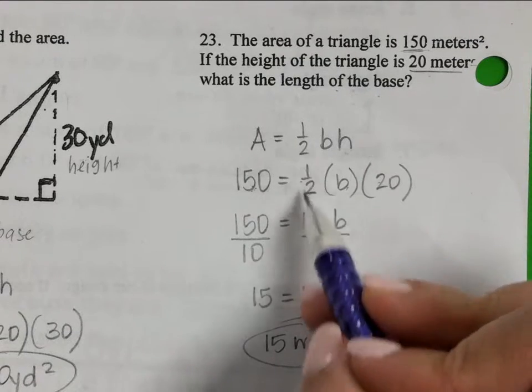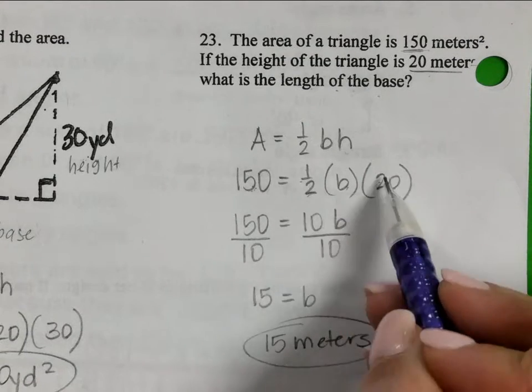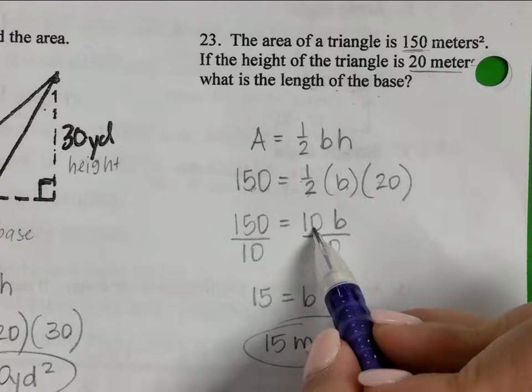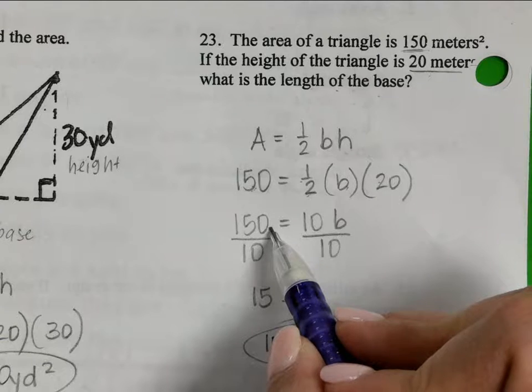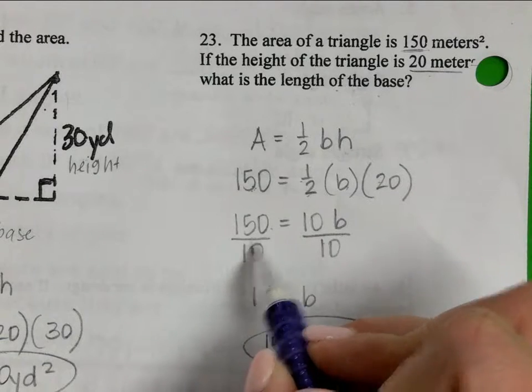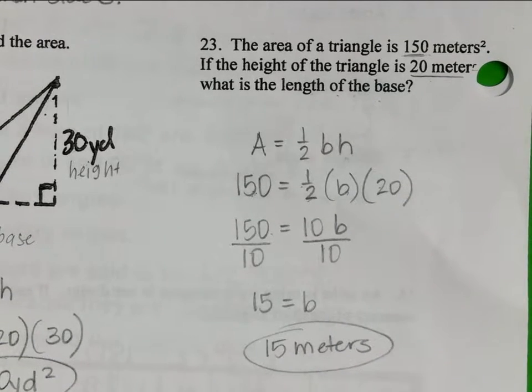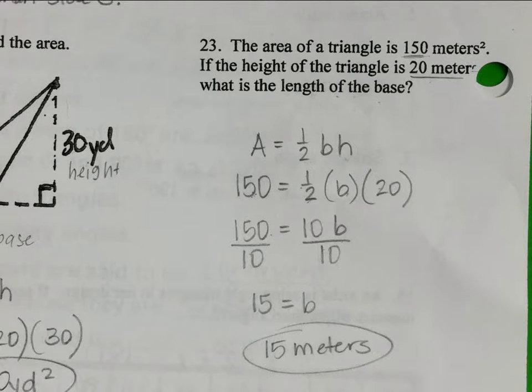When you combine your like terms over here, you multiply 1/2 times 20, you get 10. So 10B equals 150, and then you're solving for B. You divide both sides by 10, and you get 15 equals B. So the base is 15 meters.